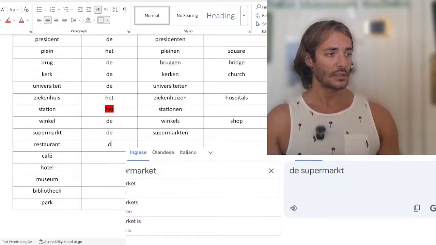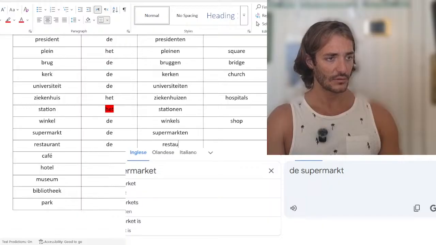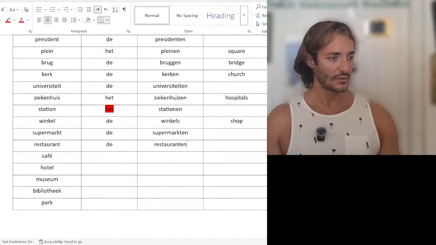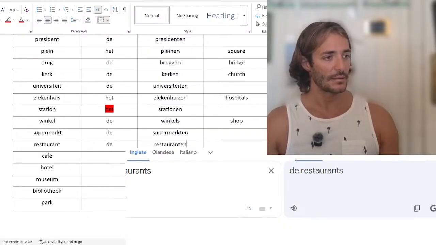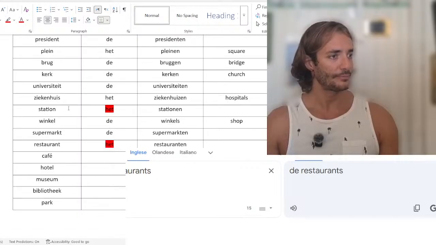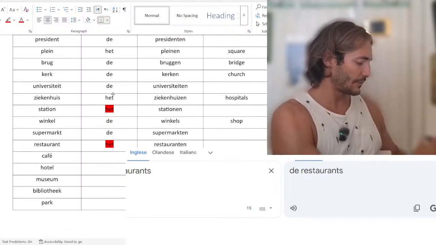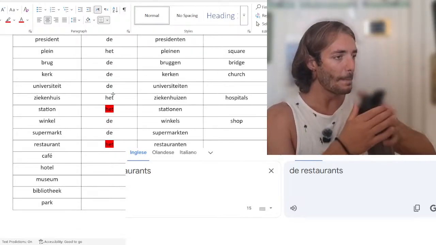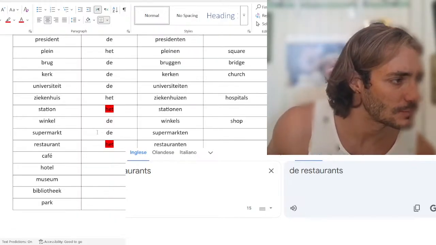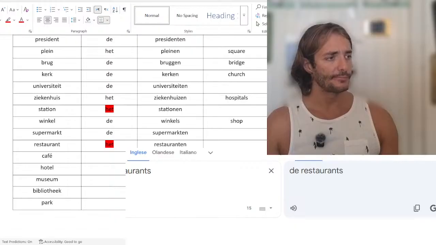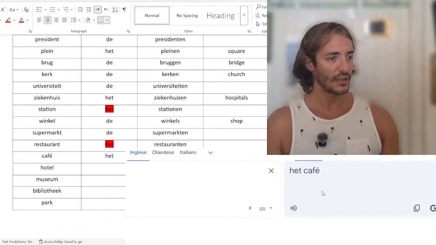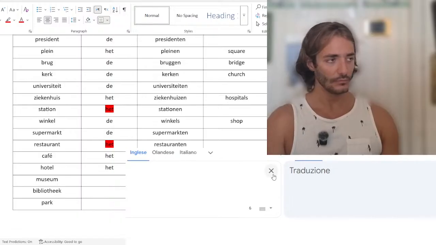De restaurant. De restauranten. The restaurant. Want to check it. Restaurant. Het. Okay. Het. Who knows why? Okay, cafe is probably cafes. De or het. Well, I don't know. Het. Yeah. Okay. Het hotel. Hotels. Yes.